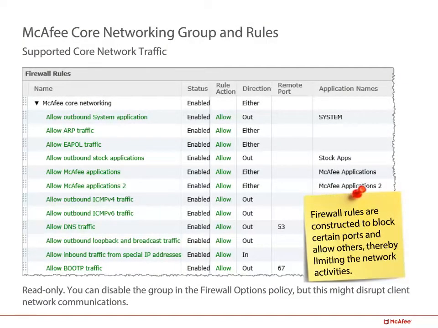The McAfee Core Networking group contains the core networking rules provided by McAfee and includes the rules to allow the McAfee applications and the DNS traffic. You cannot change or delete these rules. You can disable the group in the firewall options, but doing so might disrupt your network communications on the client. All the other types of rules within here are ARP, the Bootstrap protocol where you have BOOTP, as you see, the domain name system, your extensible authentication protocol, and your internet control message, your ICMP protocol.